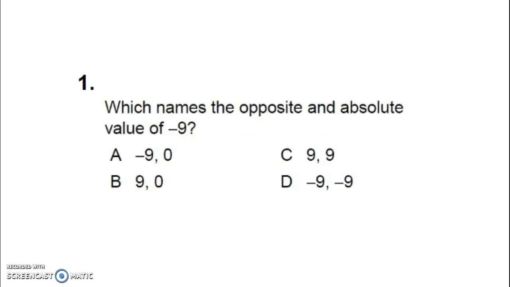Number 1. Which names the opposite and absolute value of -9? A. -9, 0. B. 9, 0. C. 9, 9. D. -9, -9.